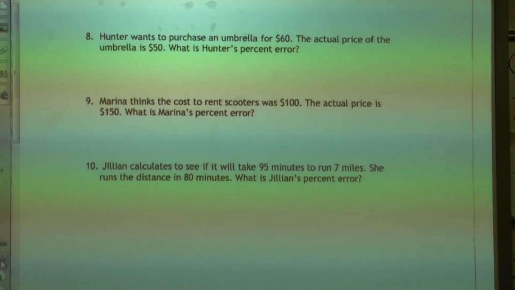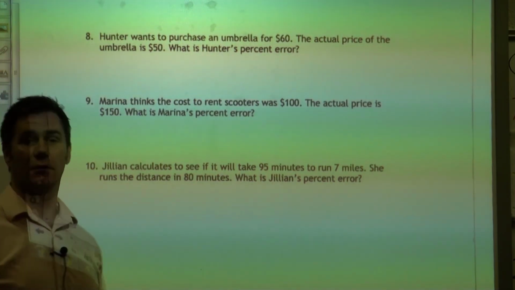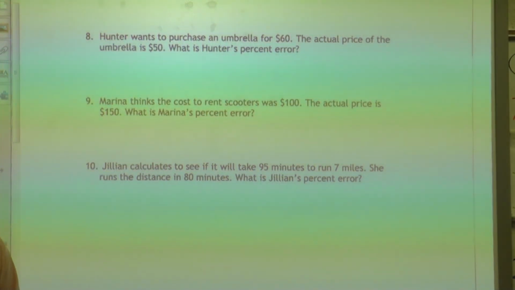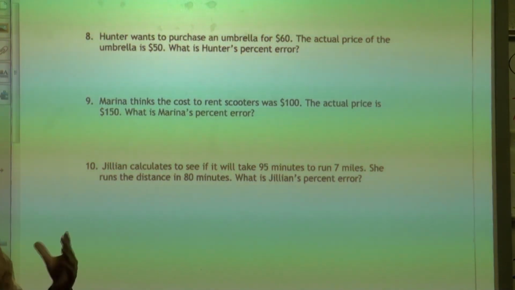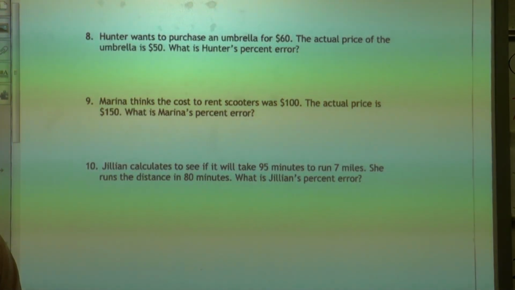Ladies and gentlemen, let's go to problem number 10. Jillian calculates to see if it will take 95 minutes to run 7 miles. She runs the distance in 80 minutes. What is Jillian's percent error? Please pause for a moment, solve it, and then come back to press play when you're done and see if you can get the same answer.